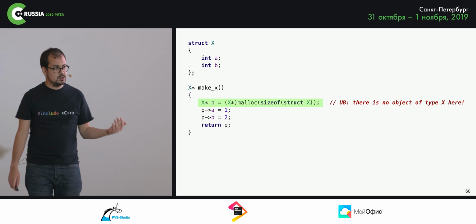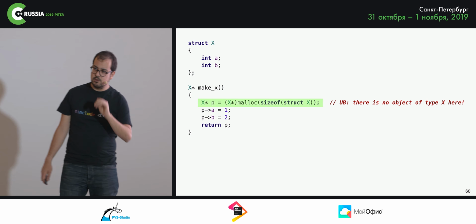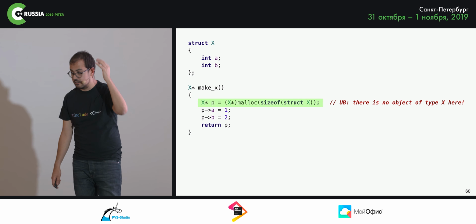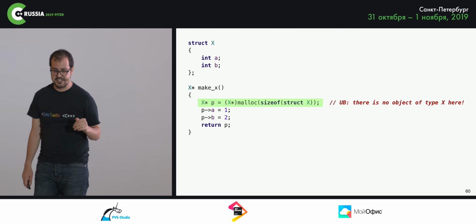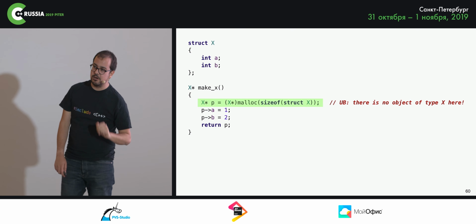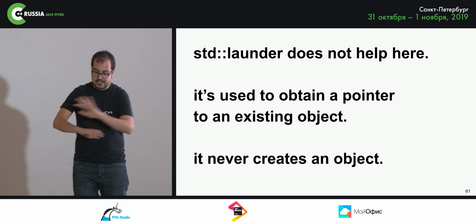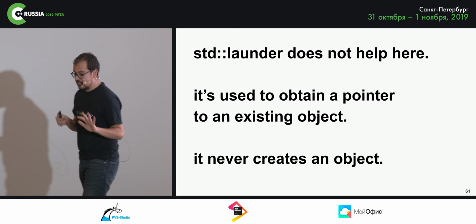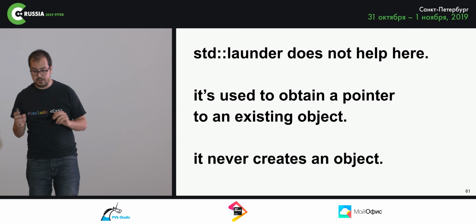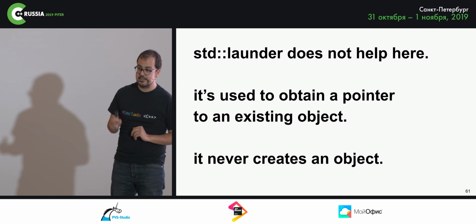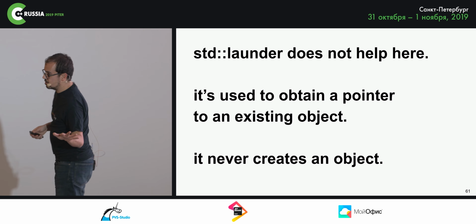And then someone said, oh yeah, but we have this new thing now in C++ called std::launder. Now I mixed it up as well. So maybe we can launder the pointer and then it's going to be fine. Turns out, no, launder has nothing to do with this stuff. Forget about std::launder, it does not help here. std::launder is used to obtain a pointer to an object that exists, okay? std::launder never creates an object. So it does not help you here.